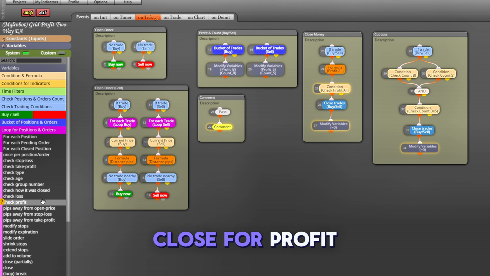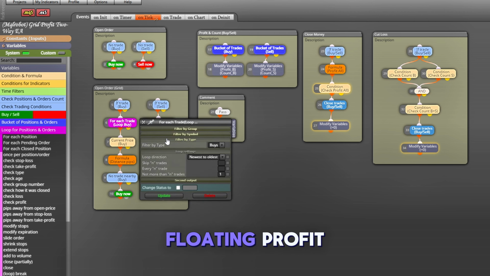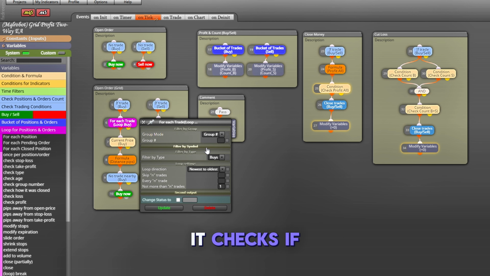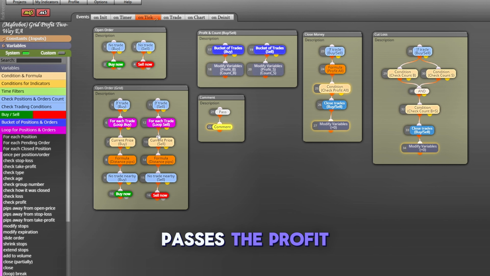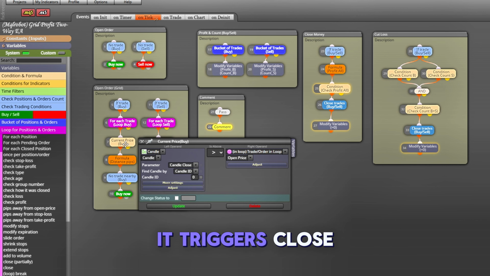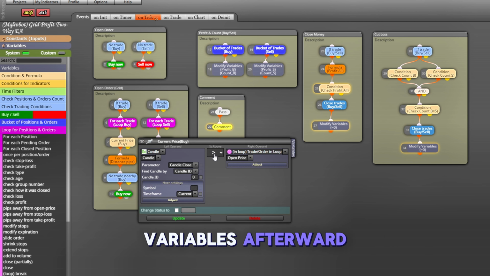Close for profit. This section is designed to close all trades once the overall floating profit reaches a predefined threshold. It checks if there are trades open, calculates combined profit, and if it passes the profit condition, it triggers close actions for both buy and sell positions, resetting profit-related variables afterward.